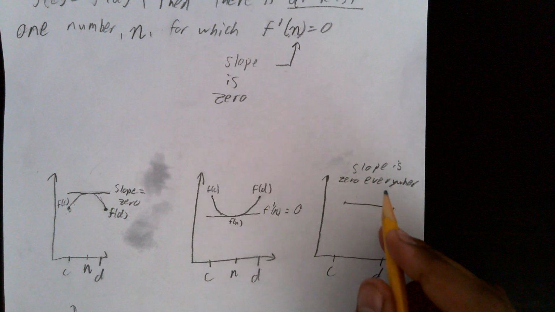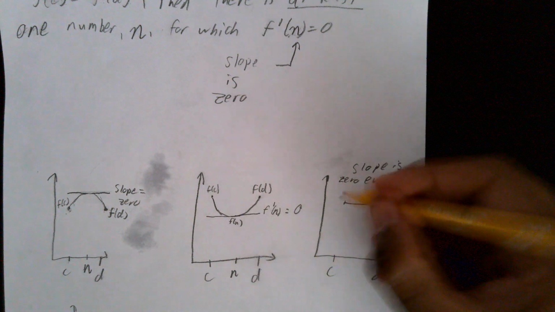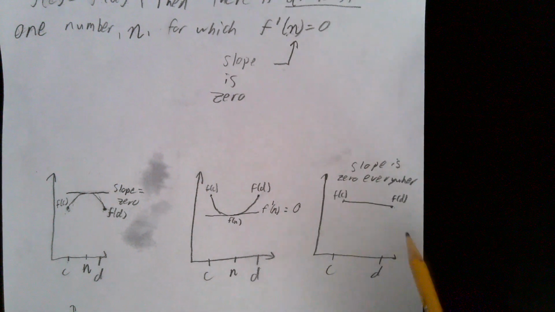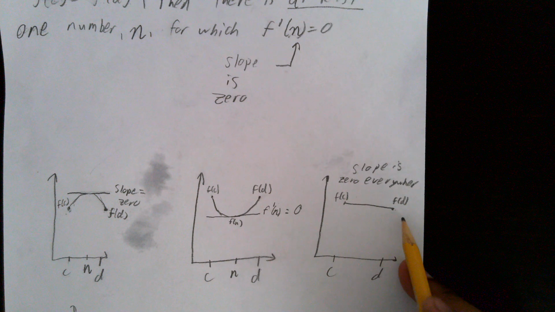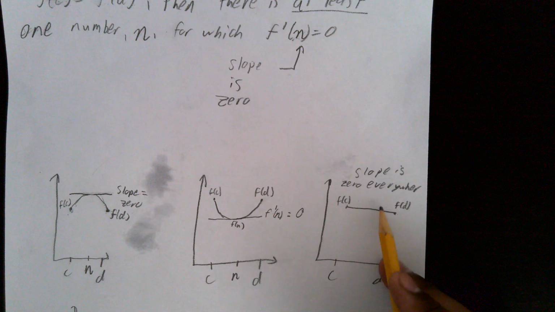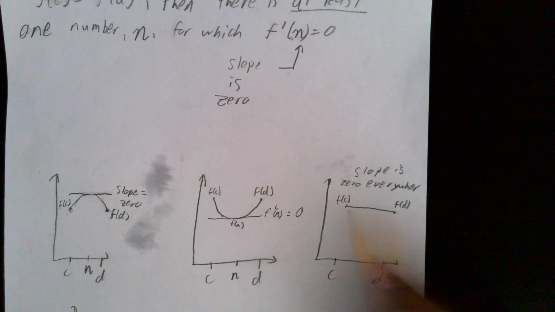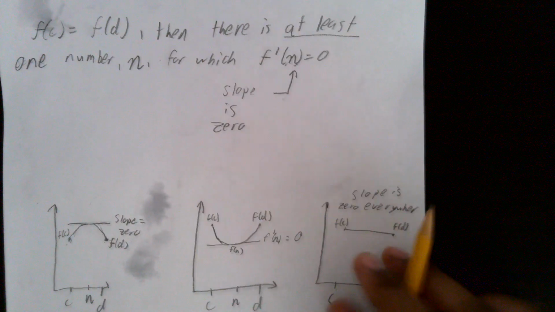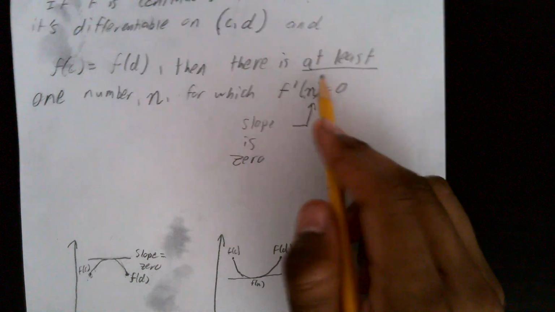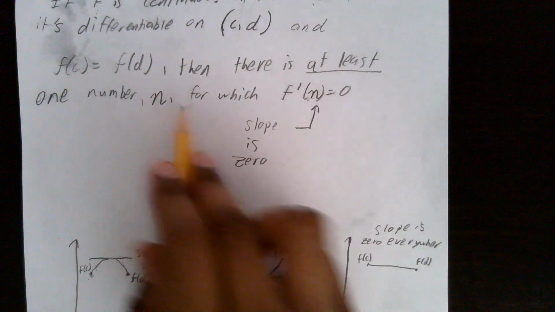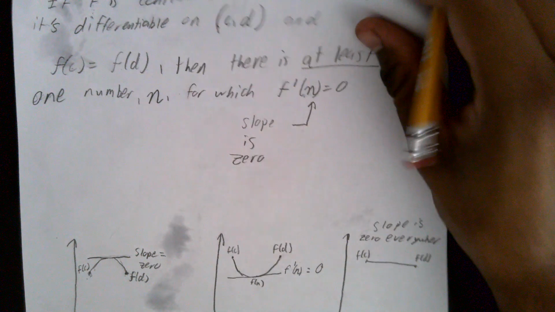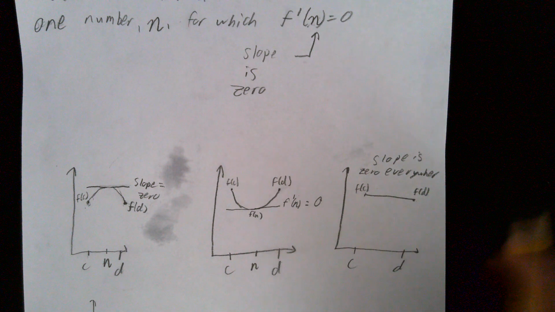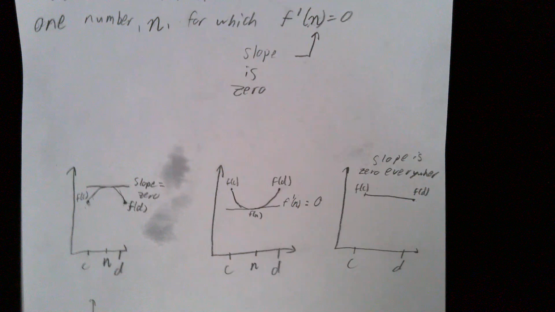Now take a look over here. We've got f of c and f of d. As you can see, it's flat everywhere. That means that every point has a derivative of 0 over here. Remember that our theorem just said that there has to be at least one number n for which f prime of n is 0. There can be more than one such point. As you can see right here, there's more than one such point where we have a flat slope.